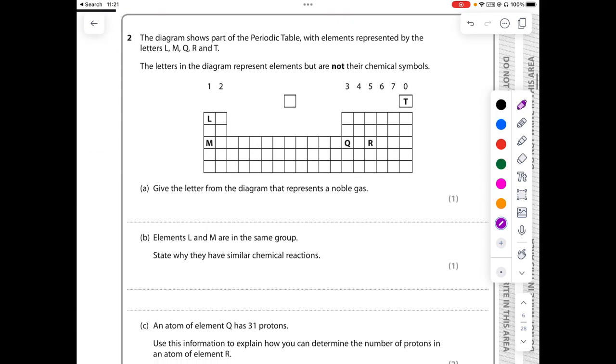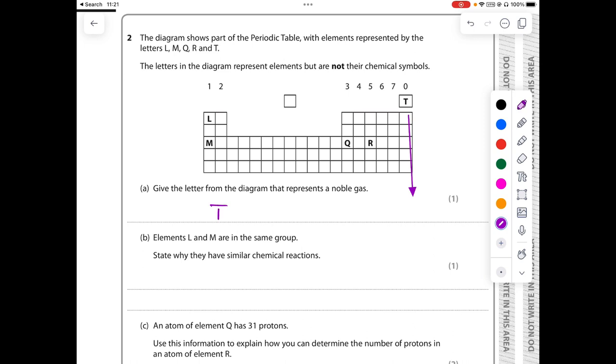Question 2. The diagram shows a part of a periodic table with elements represented by the letters L, M, Q, R, T. The letters in the diagram represent the elements but are not chemical symbols. Give the letter from the diagram that represents noble gas. We know that noble gases are all in the last column, so therefore it is T.